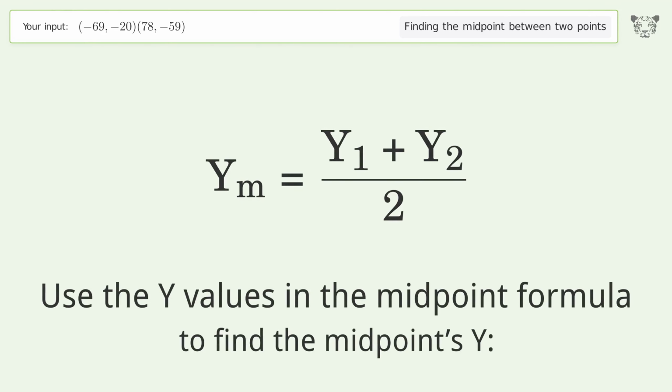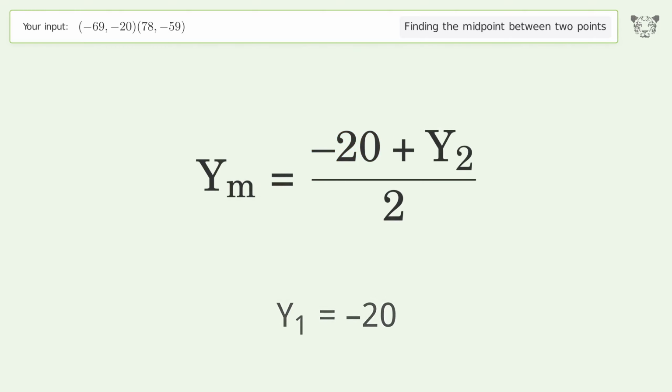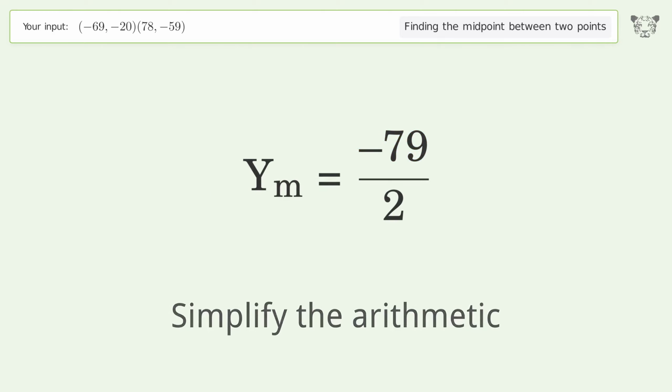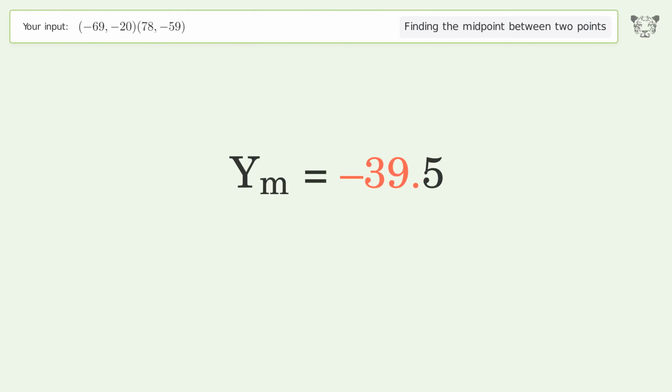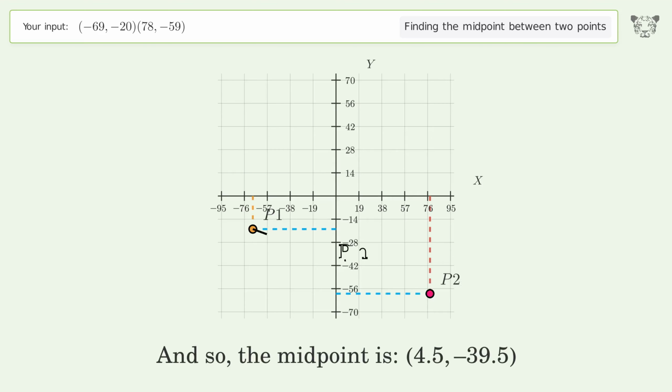Use the y values in the midpoint formula to find the midpoints y. y1 equals negative 20. y2 equals negative 59. Simplify the arithmetic. And so, the midpoint is 4.5, negative 39.5.